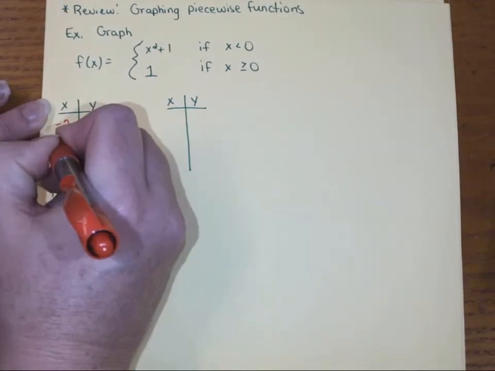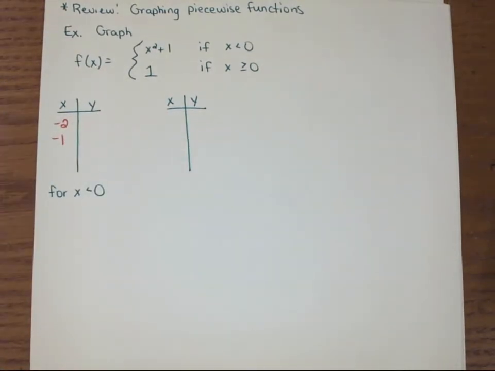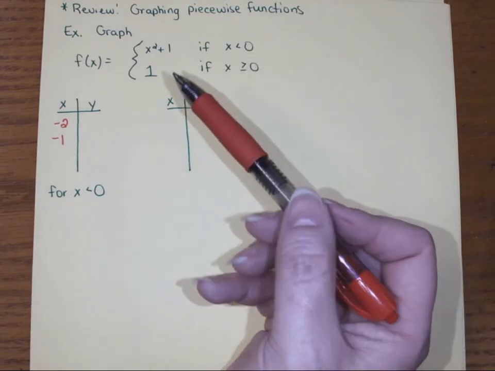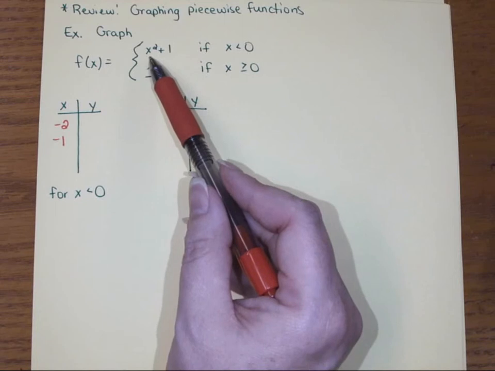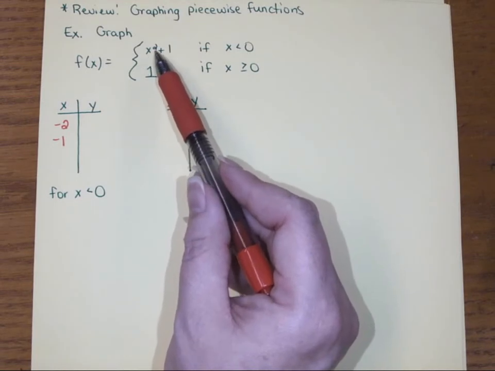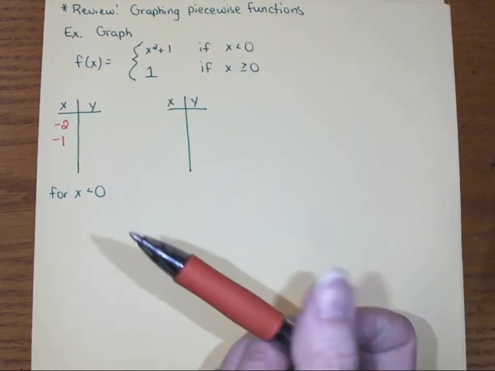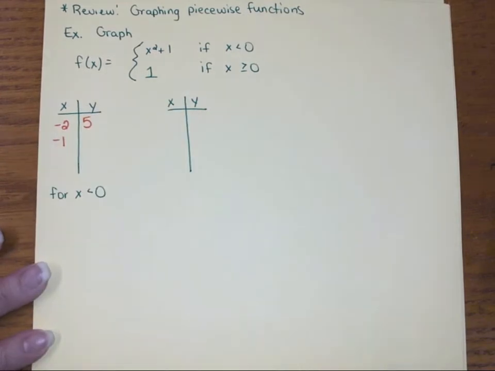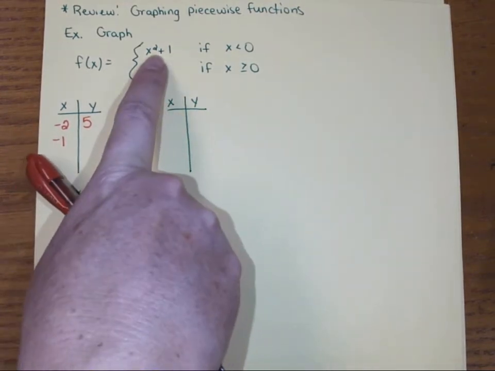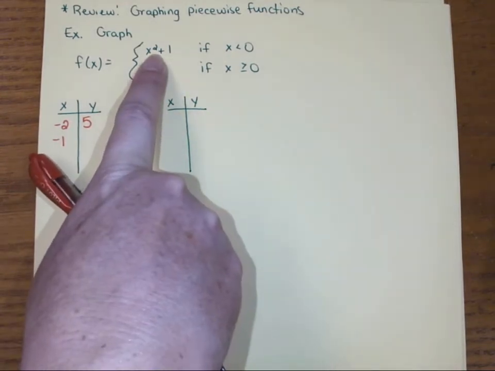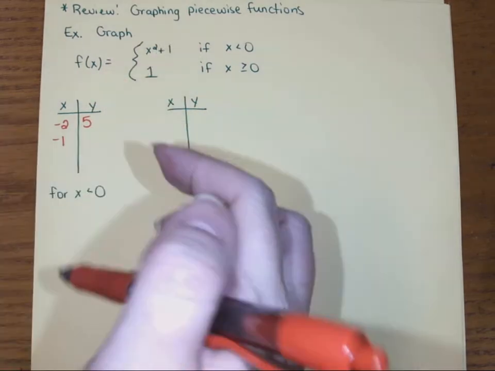Let's think of some things that are less than 0. -2 is less than 0. -1 is less than 0. Let's go with those first, and then we'll talk about one more value. If you plug in -2, you get -2 squared, which is 4, plus 1, which is 5. If you plug in -1, you get -1 squared, which is 1, plus 1, which is 2.